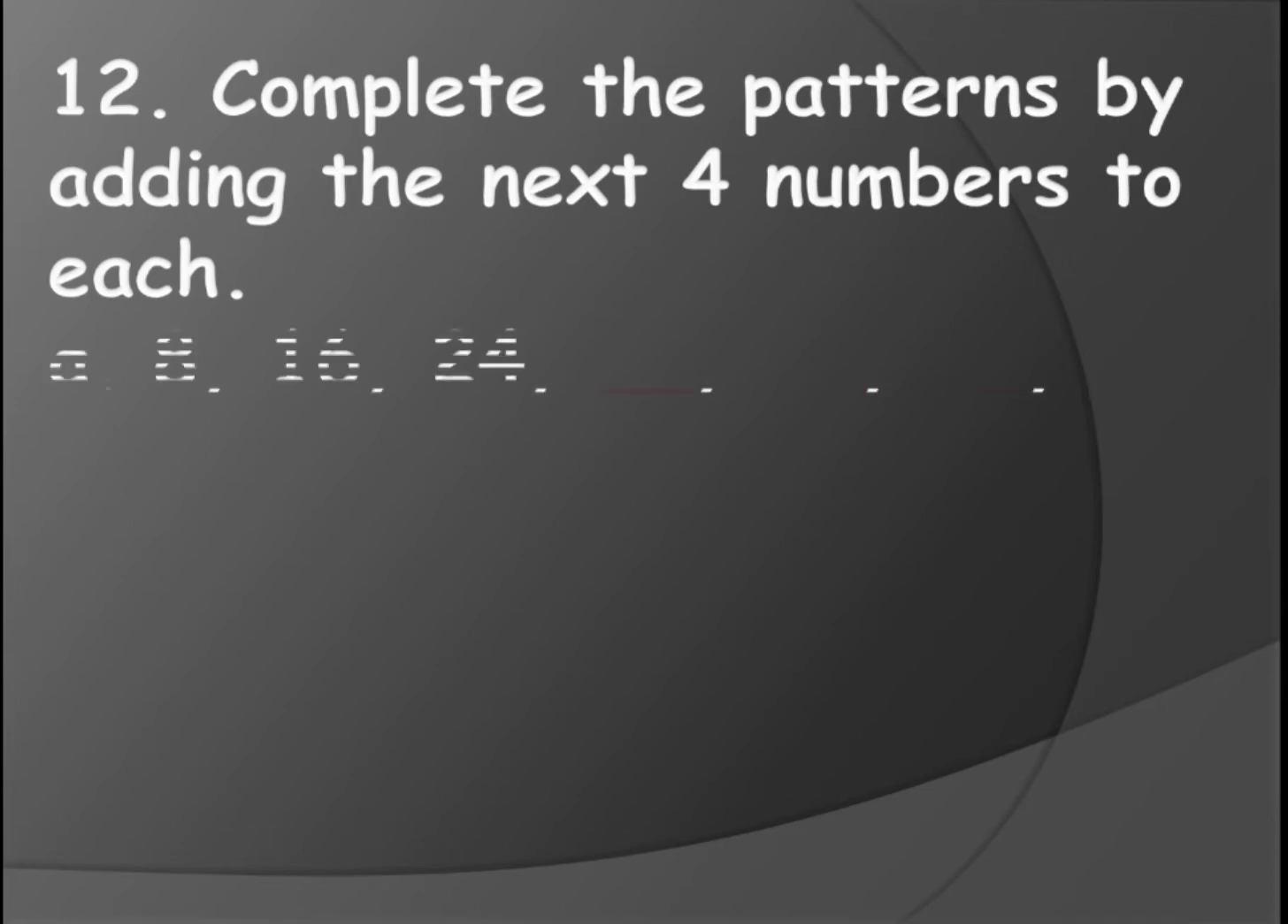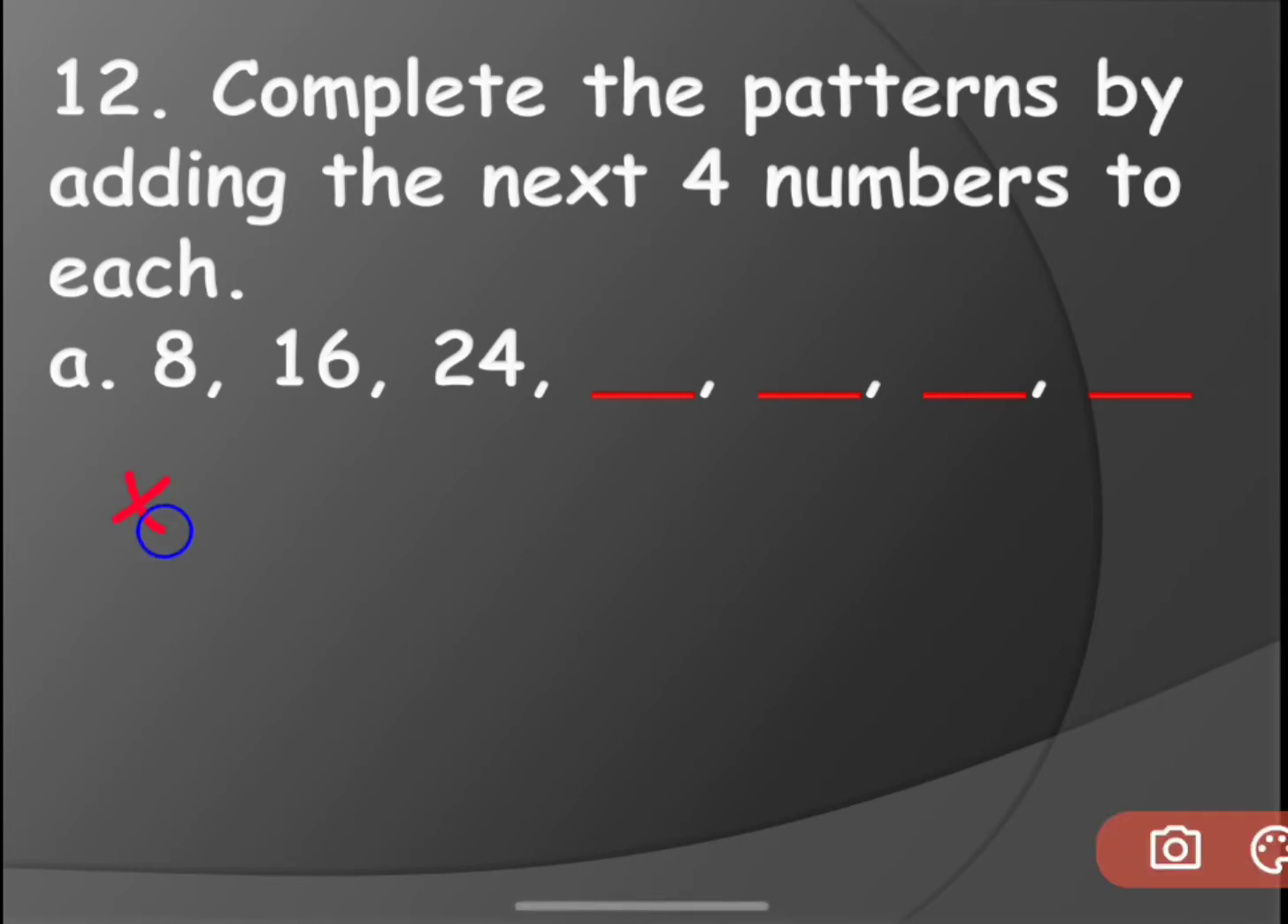Okay, so let's see. So 8, 16, 24. So if you see, children, 8 plus 8 will become 16, isn't it? For 16, if you add plus 8, that becomes 24, isn't it? 8 plus 8 becomes 16. 16 plus 8 becomes 24. So here what they are doing, how they are creating this pattern, by adding 8 to the numbers, isn't it?